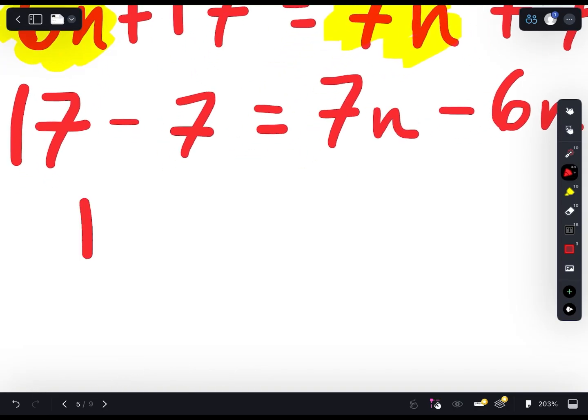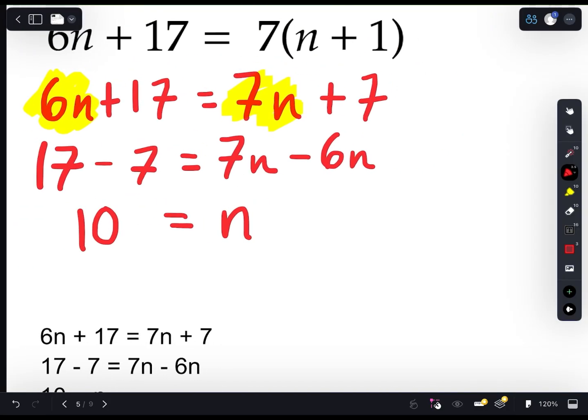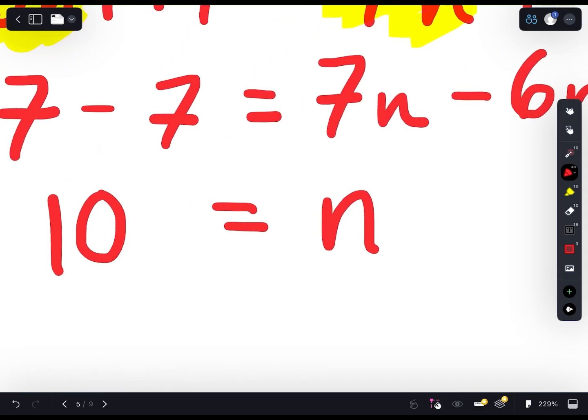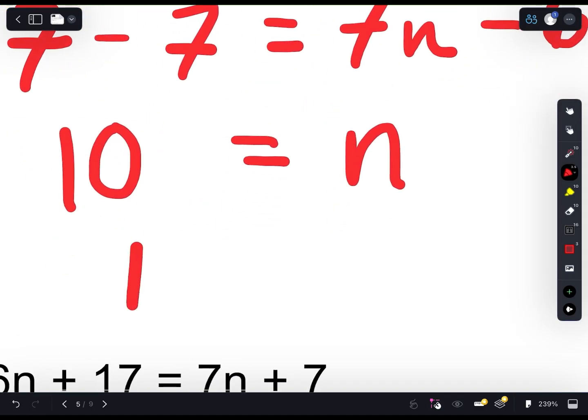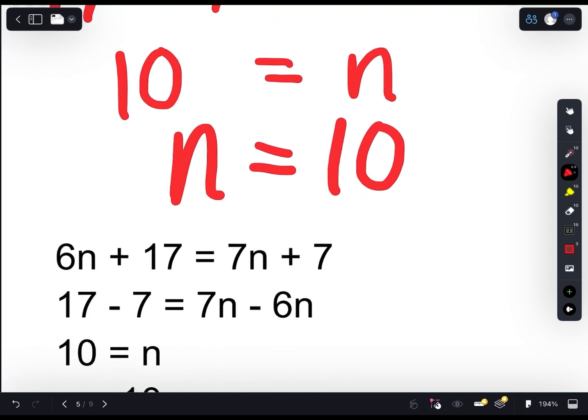17 minus 7 is 10. 7n minus 6n is 1n, which is the same thing as n, right? It's just n. Oh, so there we go. We've actually just solved it. N is equal to 10. And if you want, you can put the n on the other side. There we go. N is equal to 10.